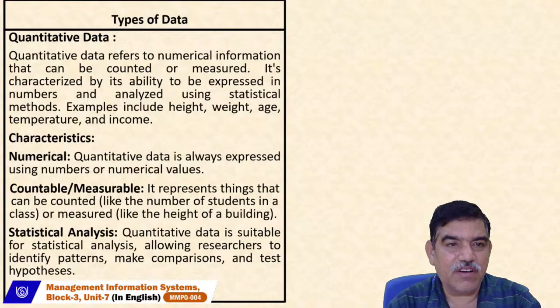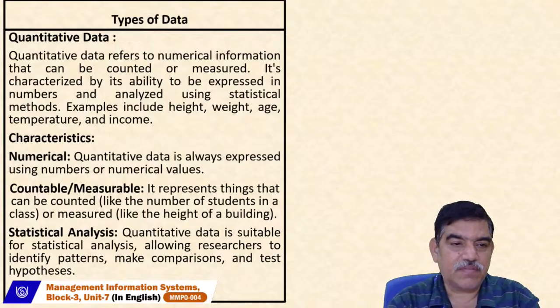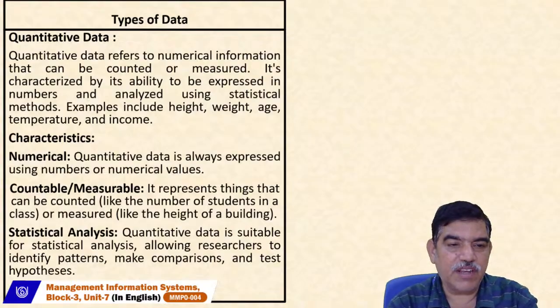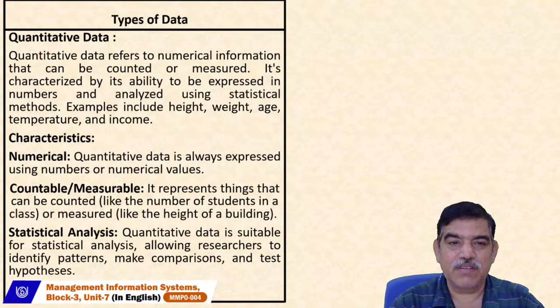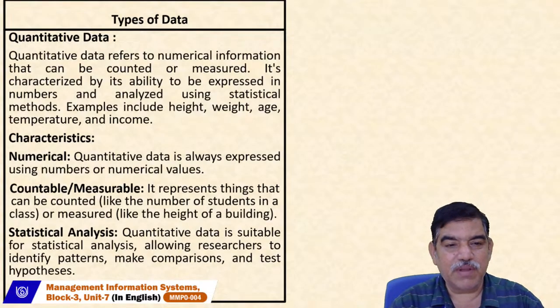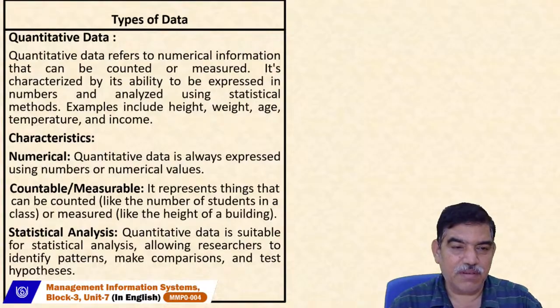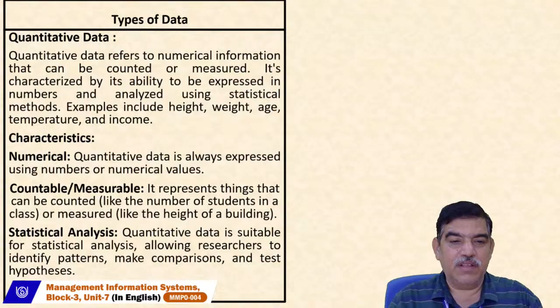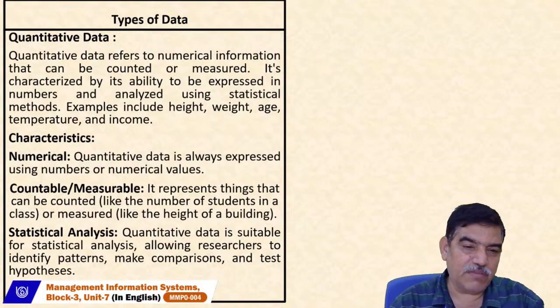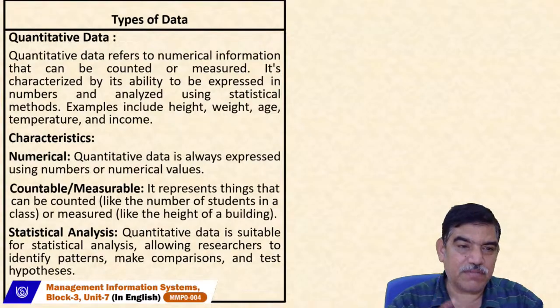Then the characteristics of quantitative data. The first characteristic is numerical. Quantitative data is always expressed using numbers and numerical values. 5 students attending the class today, that 5 is the quantitative data. Then countable and measurable. It represents things that can be counted, like the number of students in a class, or measured, like the height of a building. Then statistical analysis. Quantitative data is suitable for statistical analysis, allowing researchers to identify patterns, make comparisons, and test hypotheses.